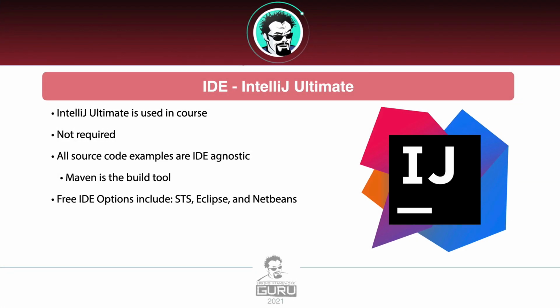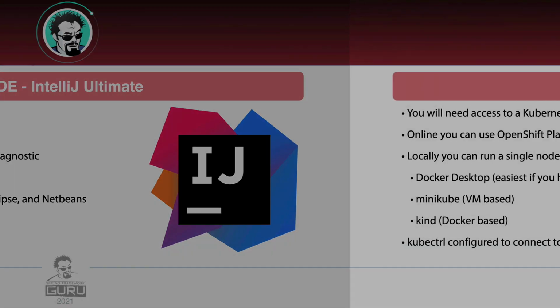In the source code examples, I will be using IntelliJ Ultimate. This is a paid product, but it is not required. Anything that we build is going to be used through Maven. That is a build tool which is supported by free IDE options such as STS, Eclipse, and NetBeans. So those all support Maven. Maven can also be solely used from the command line. So you could use just a text editor and the command line and you would be just fine. So IntelliJ definitely is not required for the course.